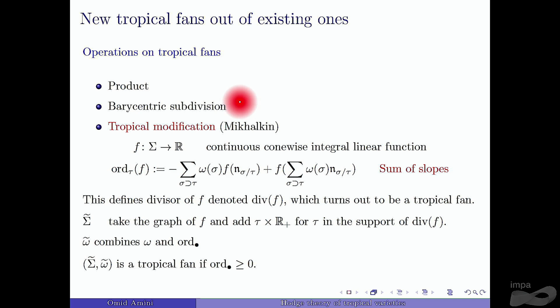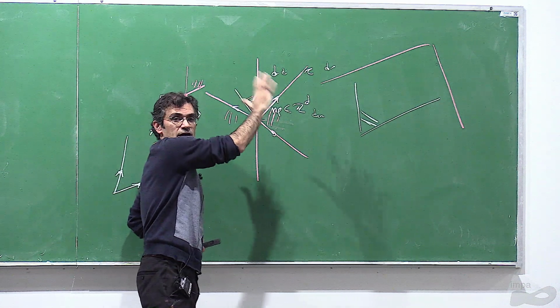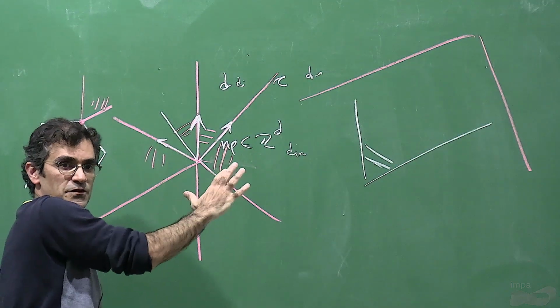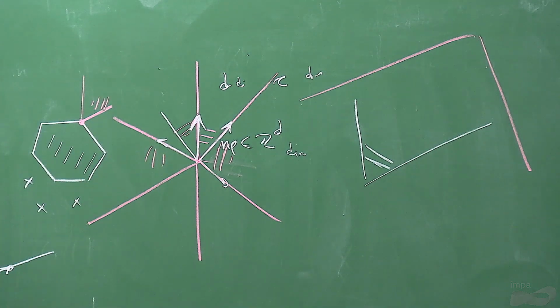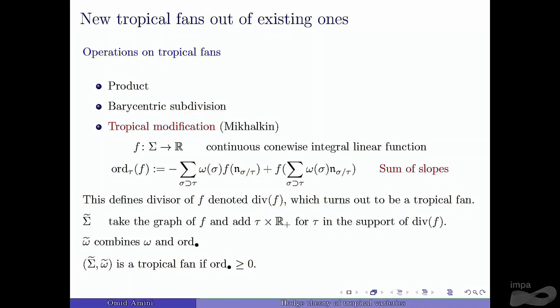It's called tropical modification. I take a function f, which is defined on sigma, which is conewise linear and continuous. So on each of my cones, I have given myself the restriction of a linear function, and they are compatible on the intersections, and globally I get a continuous function. I suppose that these linear functions are integral. So I view these functions, as in toric geometry, as meromorphic functions defined on my fan sigma. I would like to define an order of vanishing associated to each of these meromorphic functions. Usually in tropical geometry, the order of vanishing is obtained by taking the sum of the slopes.